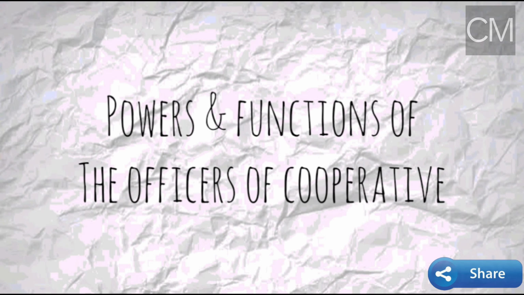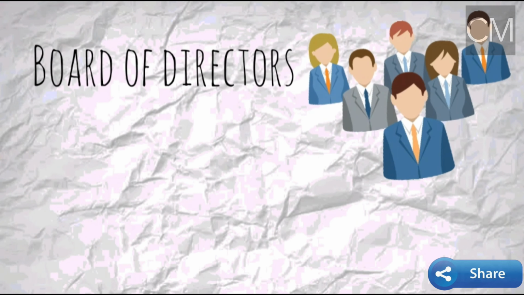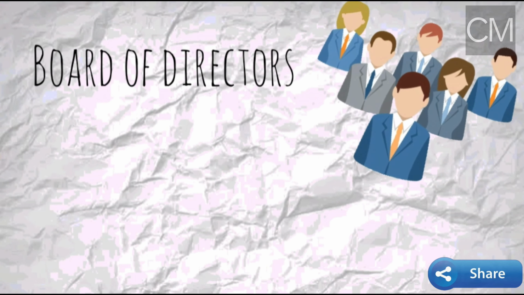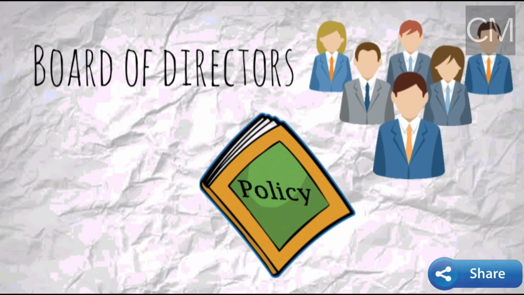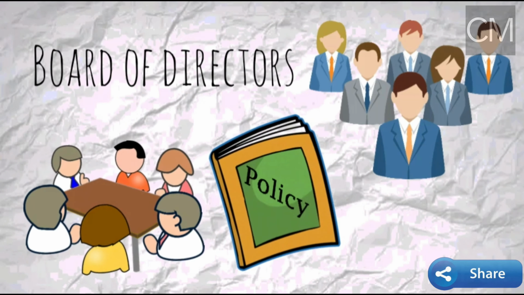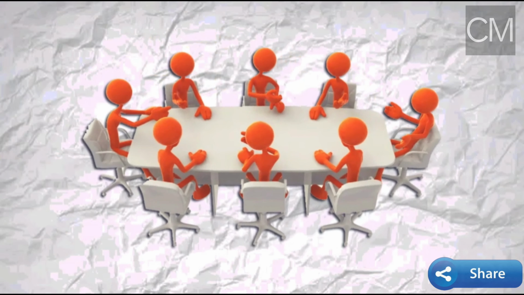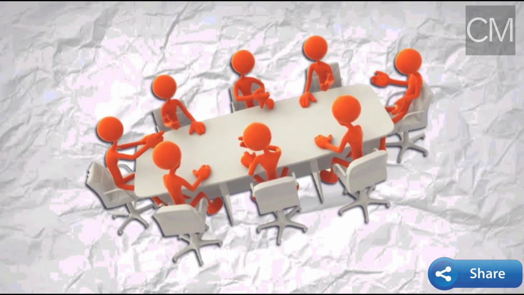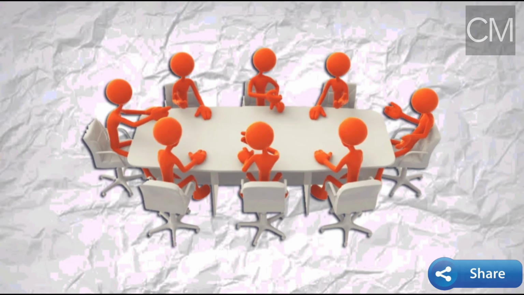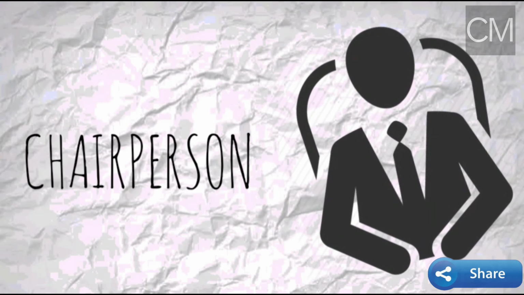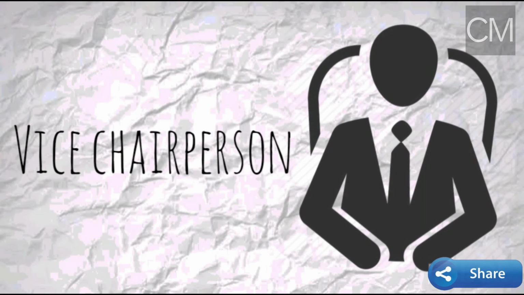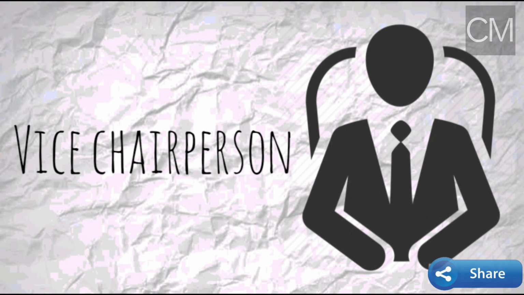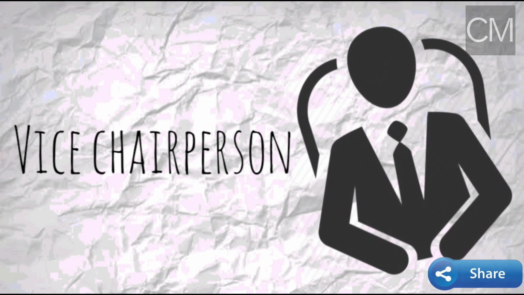Now let's discuss the powers and functions of the officers of cooperatives. First, Board of Directors. They are the ones who provide general policy direction and formulate the strategic development plan. The one who sets the agenda for board meetings in coordination with other members of the Board of Directors is called the chairperson. The vice chairperson is the one who performs all the duties and functions of the chairperson in the absence of the latter.